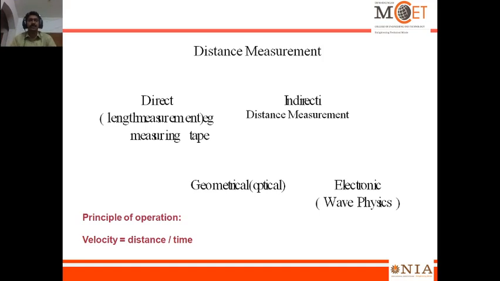We know distance measurement can be done either direct or indirect. The direct method uses chain or tape. In indirect distance measurement, the two concepts we can use are, one, geometrical, that is optical. We have already discussed the theodolite or tachometric surveying. Next comes the electronic portion. The concept behind it is wave physics.